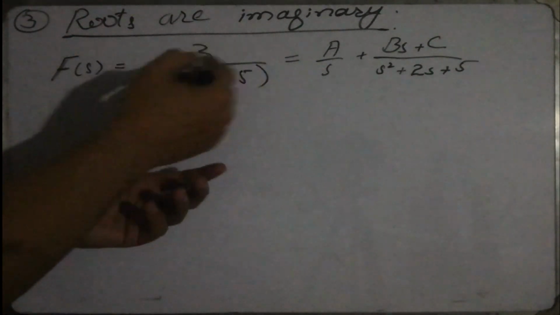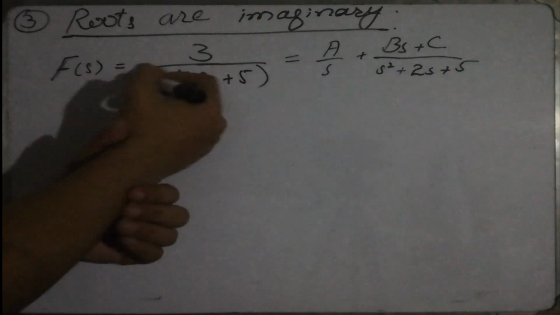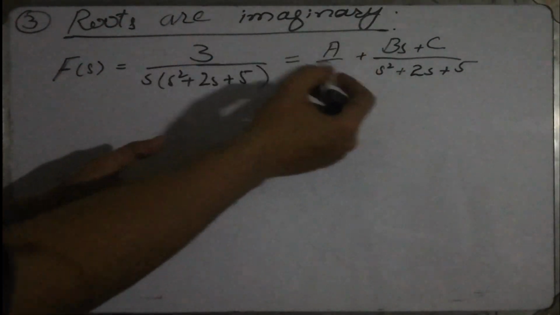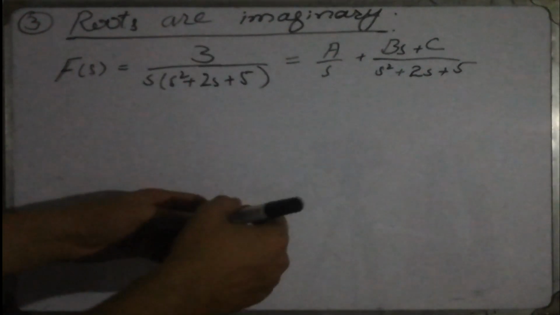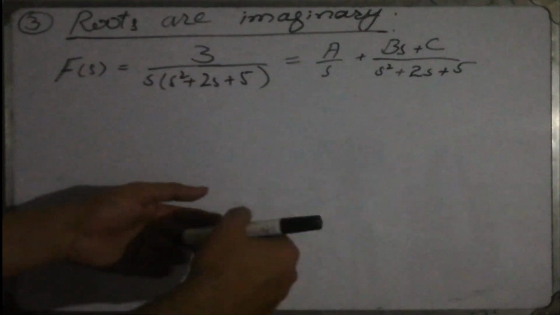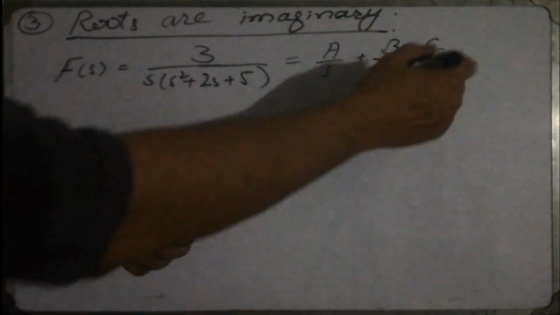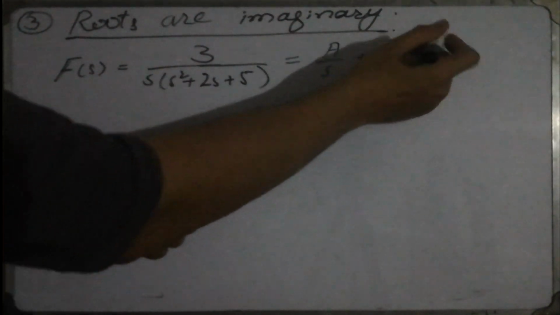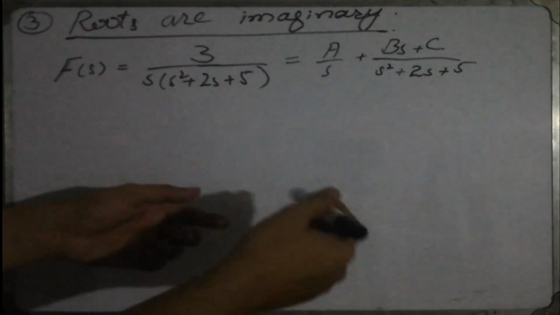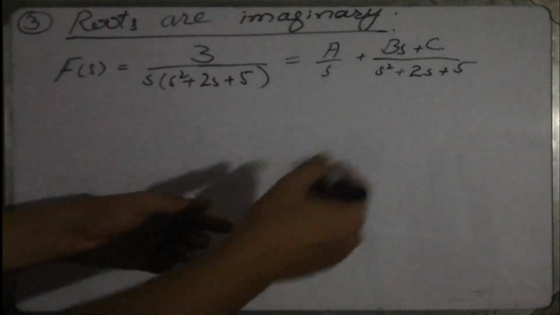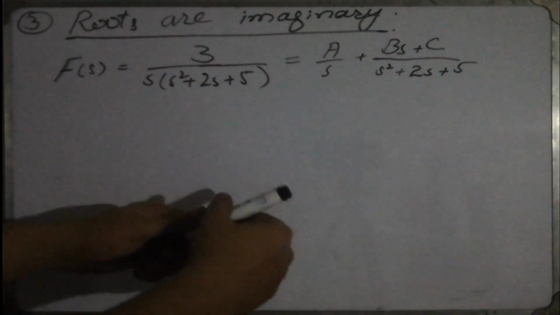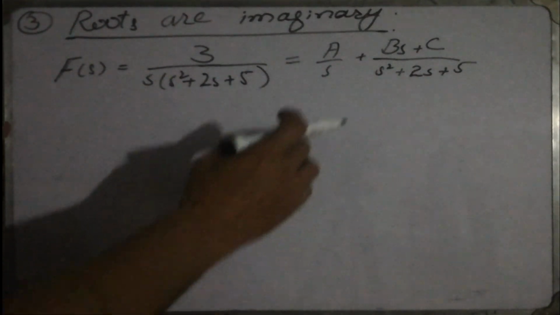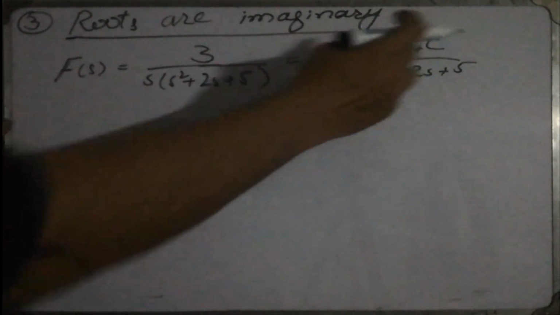So if this is the function given, then our partial fraction would be A by s as previously, and this cannot be factorized or simplified, so it would be a second degree denominator. So we would place two constants rather than placing one constant, so it would be Bs plus C. Now let's try to find out the value of the constants.